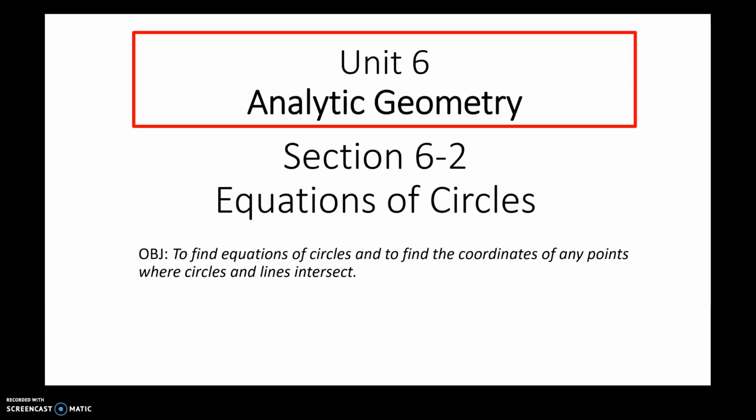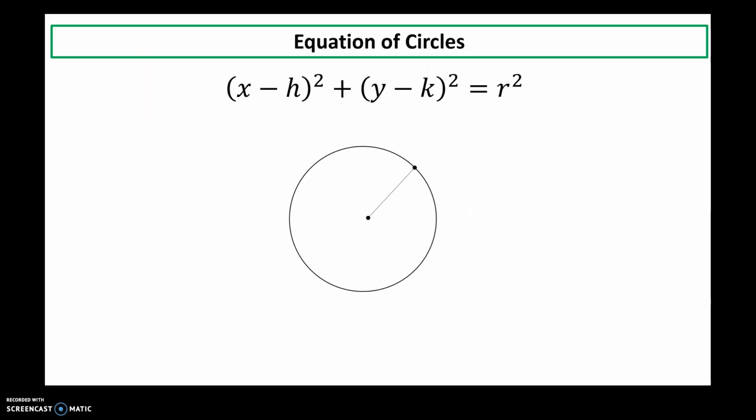All right, lesson 6.2, equations of circles. For those of you preparing for the SATs, I think you would have at least talked about the general form of the equation of a circle. Okay, (x minus h) quantity squared plus (y minus k) quantity squared equals r squared. So our center is at the point (h, k).